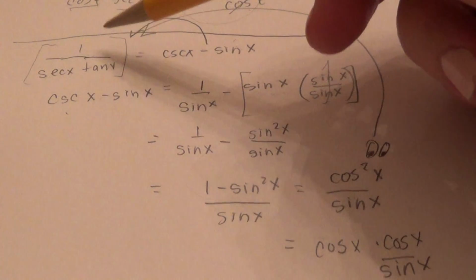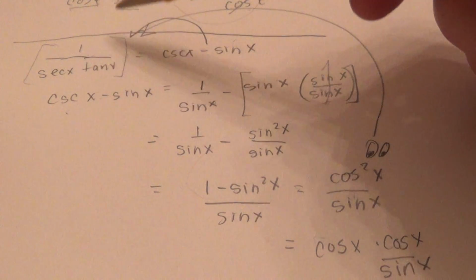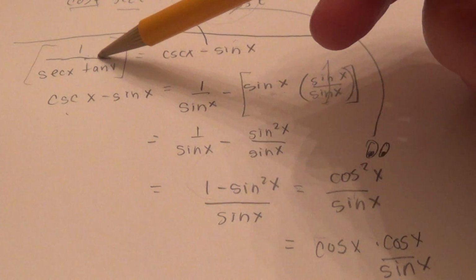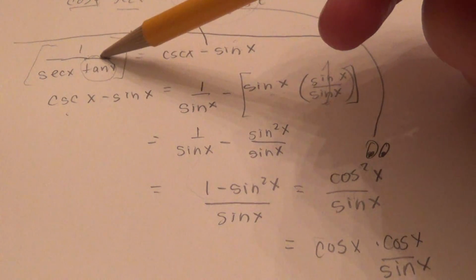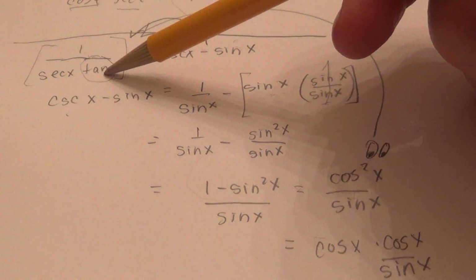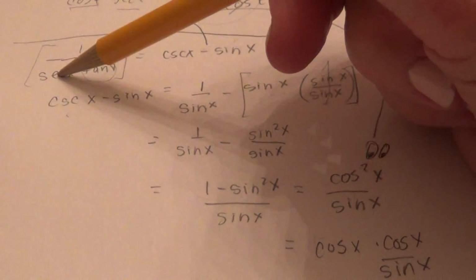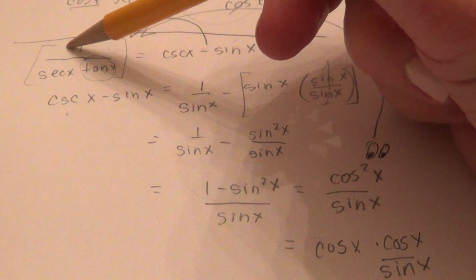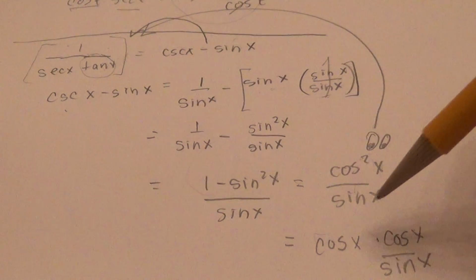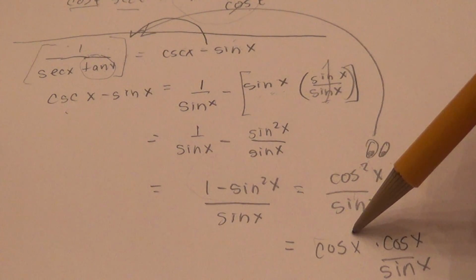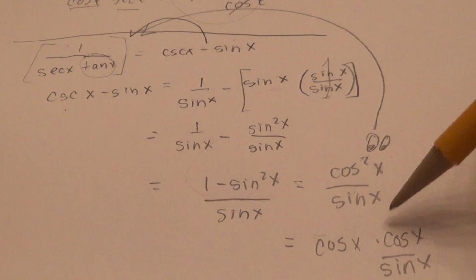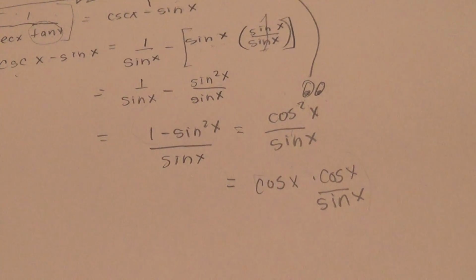Because I was looking at the prize, and the prize had a tangent in the bottom. A tangent on the bottom is the same as a cotangent on the top. And a secant on the bottom is the same as a cosine on the top. So that's what I'm aiming for, a cosine on the top, and this is equivalent to cotangent.